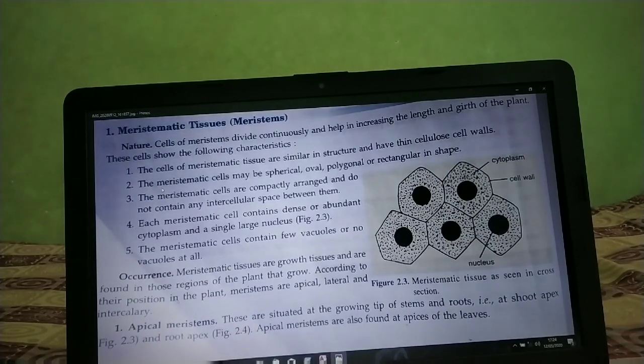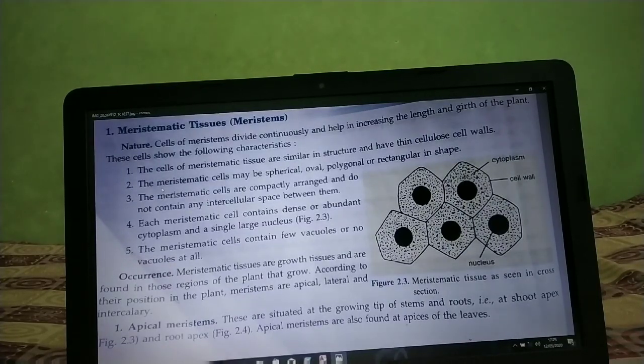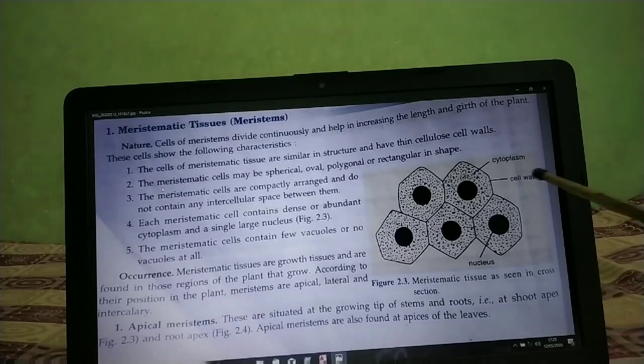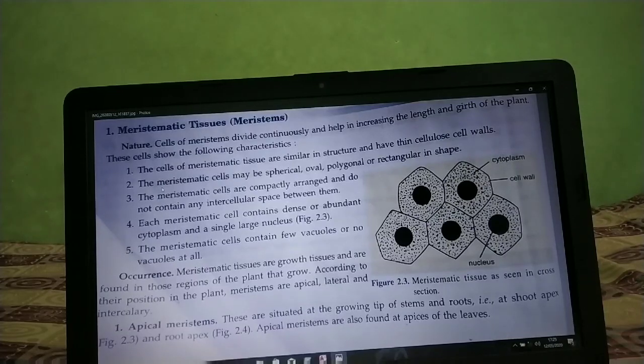See here, the cells of meristematic tissue are similar in structure and have thin cell walls. Here you can see the cell wall is present. The meristematic cells may be spherical, oval or polygonal in shape. The meristematic cells are compactly arranged and do not contain any intercellular spaces. You can see here there are no intercellular spaces.